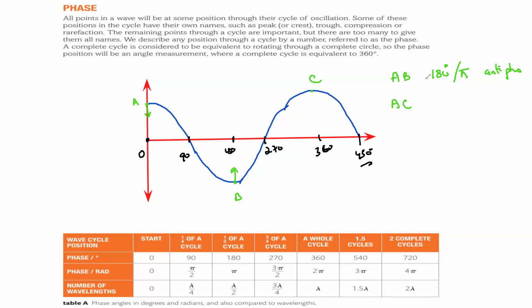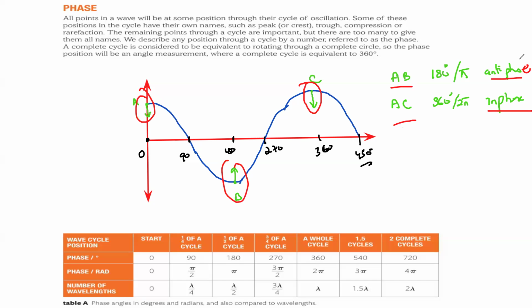What is the phase difference between A and C? It is 360 degrees, or you can also say 2 pi radian. So when it is 360 or 2 pi radian, we call them in phase. The term in phase refers to, because when you draw the direction arrow of the motion of the particles, you can see that the particles at C and the particles at A are moving in the same manner, so we use the term in phase. But the particles at A and B are moving opposite, that's why we call antiphase.